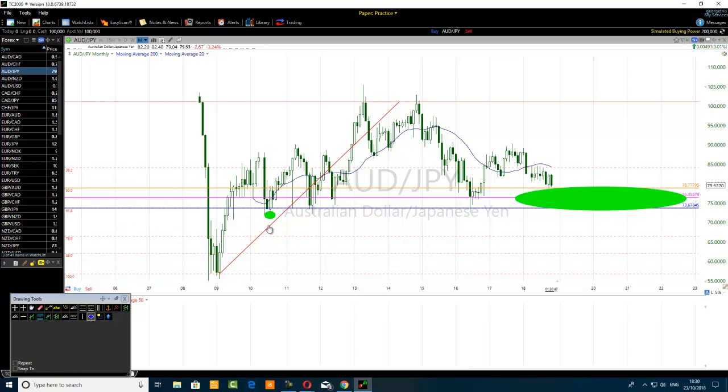Then it pulled back again to the sweet spot zone, and people bought it again in the sweet spot zone, and it gapped up and jumped up again like a kangaroo. Then it pulled back again to the sweet spot zone for the third time, and it jumped up again big time.